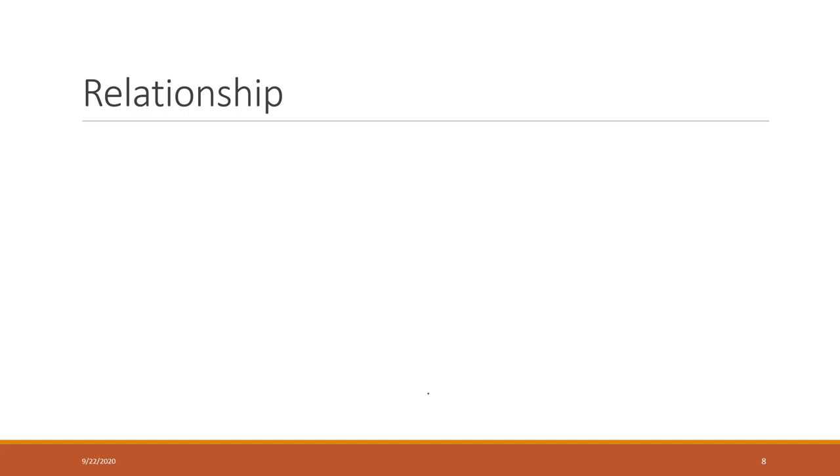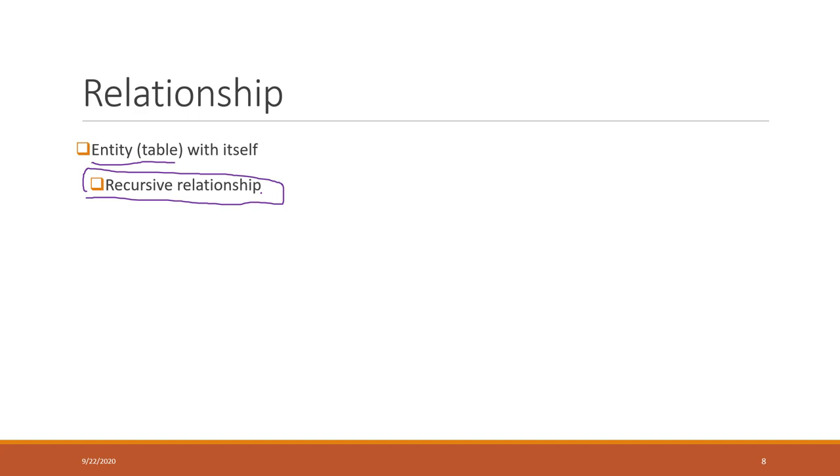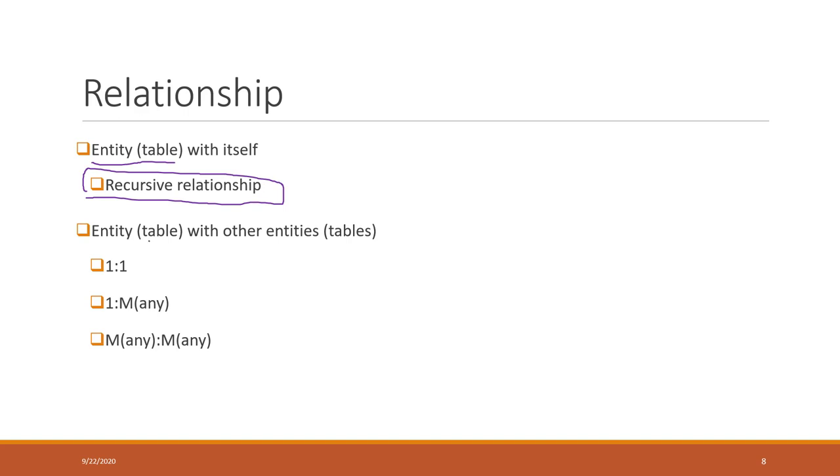Okay, so relationships. In a relational database, there are multiple types of relationships. The first one is called entity with itself, or the table with itself. That is a kind of recursive relationship. Again, that is also very rare. Most commonly, we are talking about relationships of tables with other tables, or entities with other entities. So we have three types of relationships: one-to-one relationship, one-to-many relationship, and also many-to-many relationship.